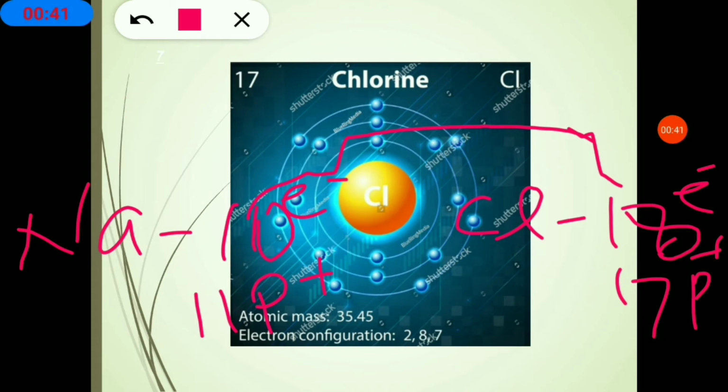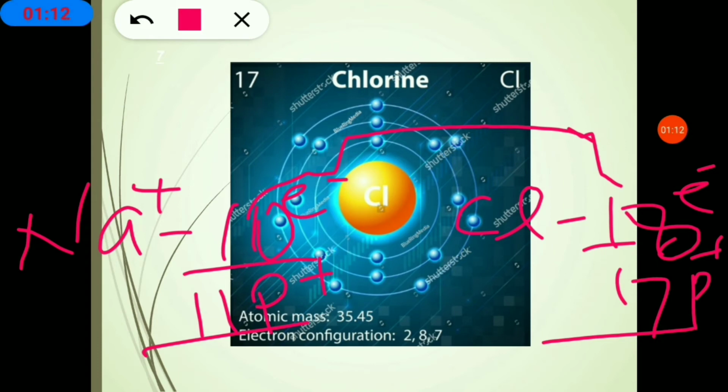Now you see, in sodium, negative charge electrons are 10, positive charge protons are 11. In the case of chlorine, negative charge 18, positive charge 17. So sodium has one extra positive charge, that is the 11. Here 10 negative, 11 positive, so one extra charge is there. So sodium will become a positive ion.